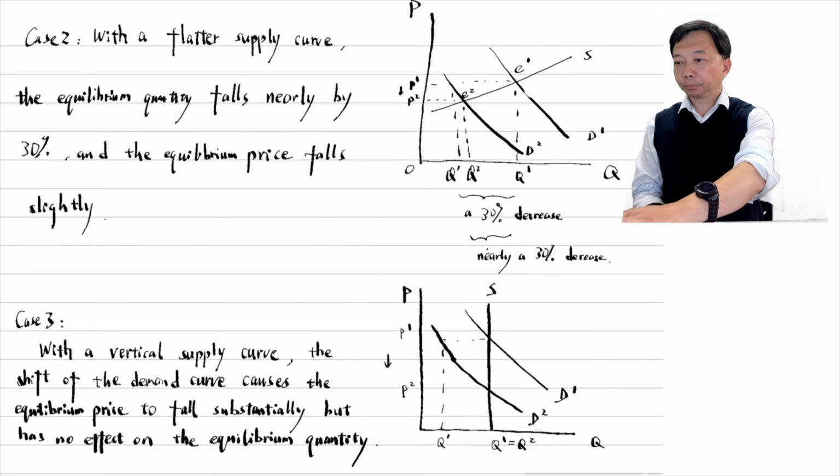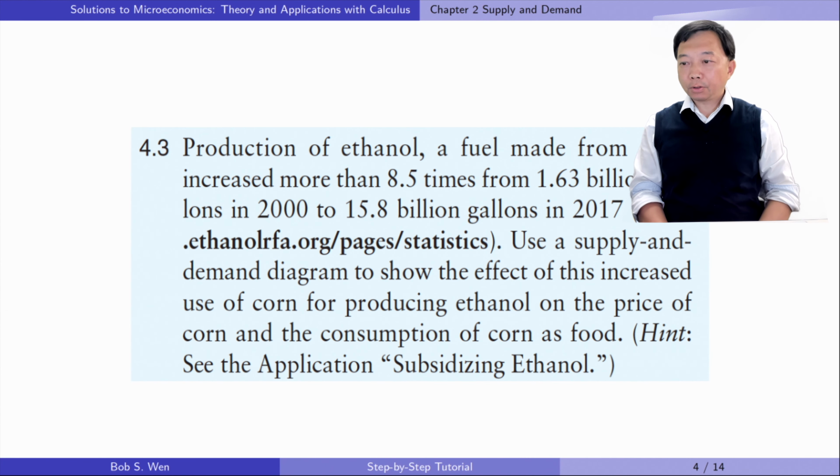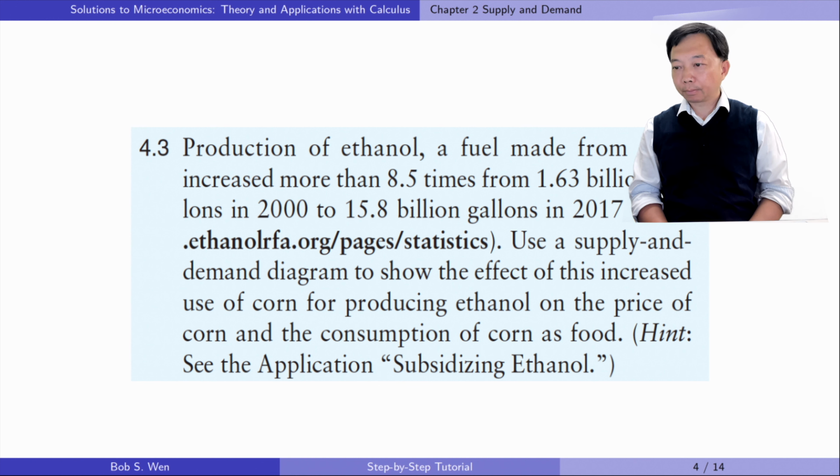Let's look at exercise 4.3. Production of ethanol, a fuel made from corn, increased more than 8.5 times from 1.63 billion gallons in 2000 to 15.8 billion gallons in 2017. Use a supply and demand diagram to show the effect of this increased use of corn for producing ethanol on the price of corn and the consumption of corn as food.